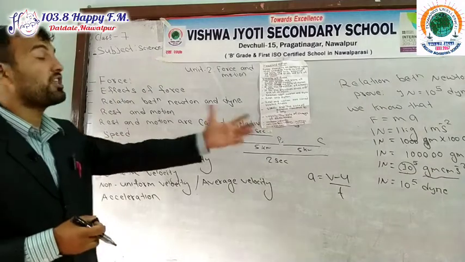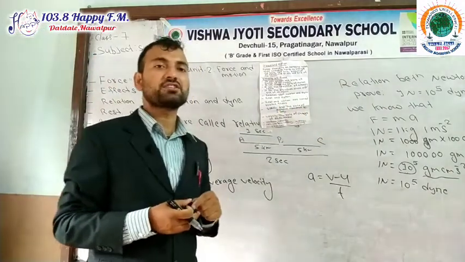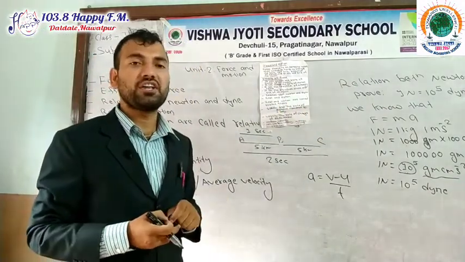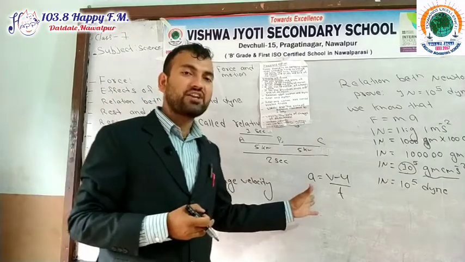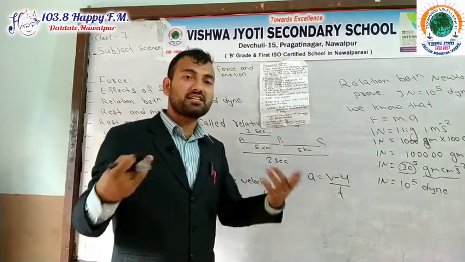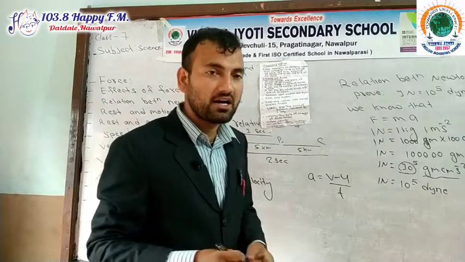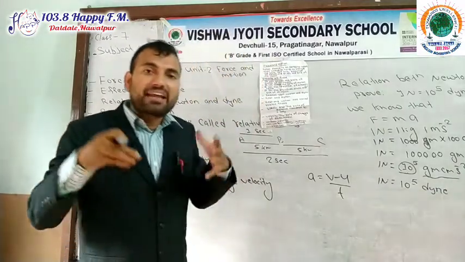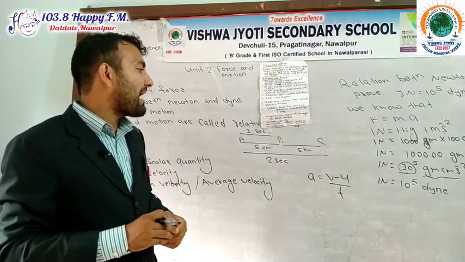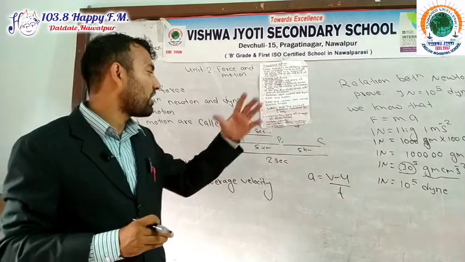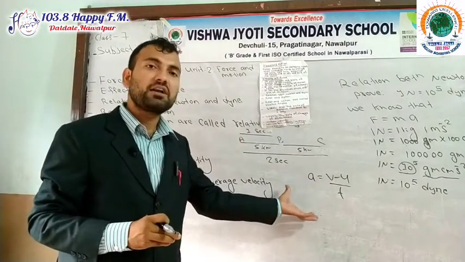It is also called a vector quantity. It has both magnitude and fixed direction. Why is acceleration called a vector quantity? Because it has both magnitude and fixed direction.